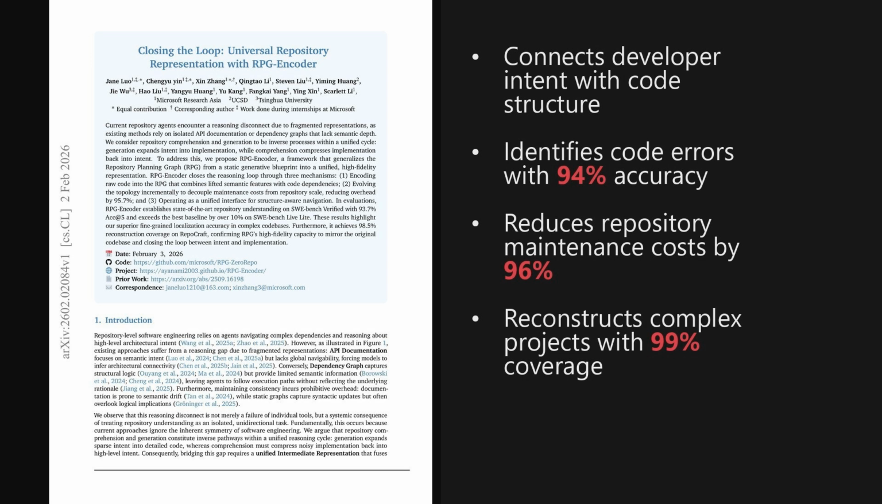Wrapping up, this paper demonstrates that effectively closing the loop between architectural intent and code implementation is crucial for the next generation of software agents. By combining high-fidelity graphs with efficient incremental updates, RPG-Encoder offers a scalable path toward truly autonomous software engineering.